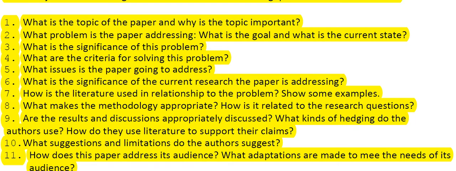The third and fourth questions also deal with the problem that the paper is going to address. The first is, what is the significance of the problem? Therefore, why is the problem important? And the fourth question is, what is the criteria? That is, what's wrong with the current state? And that should include what the paper is going to address. So when you talk about the criteria, you're laying out the goals of your own research.